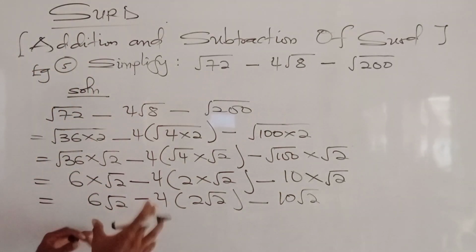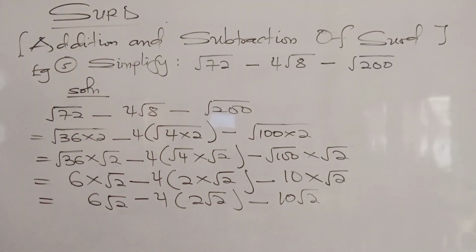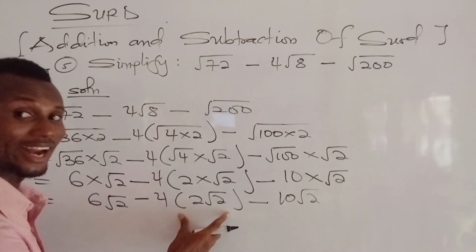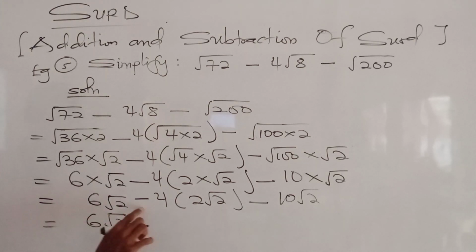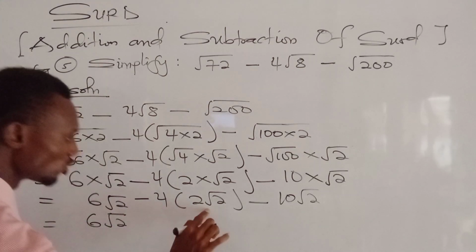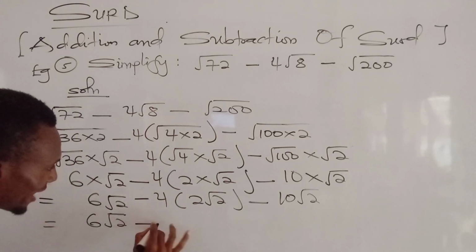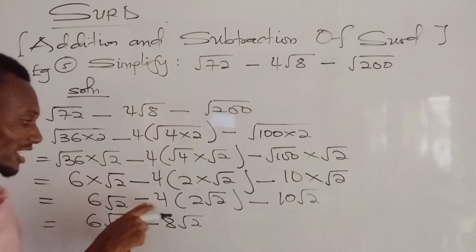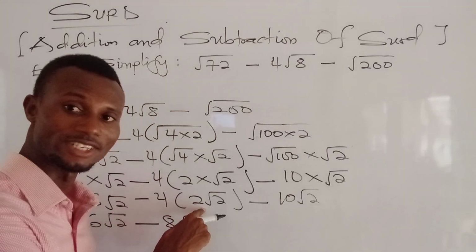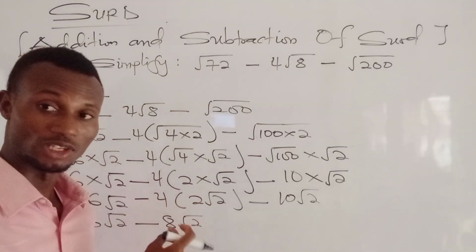Now from here, we can still go ahead and simplify further by removing this bracket. So let's deal with this bracket. I'll repeat my 6 root 2 that I have here. Now minus 4 times 2 root 2 will give minus 8 root 2. And I hope you agree with me, because this minus 4 multiplies the coefficient of this root 2. That's how the multiplication is done.